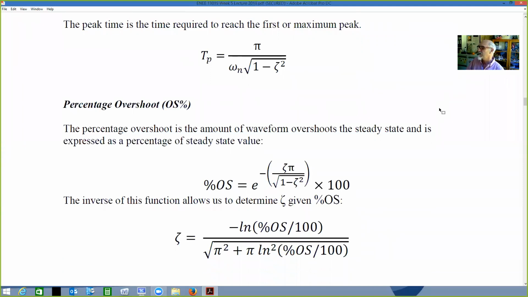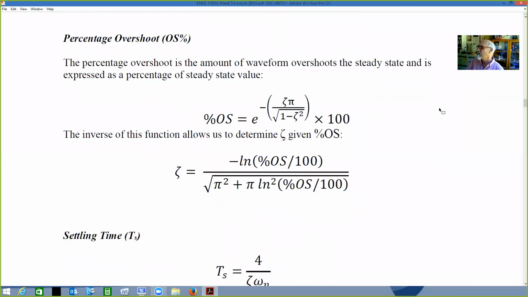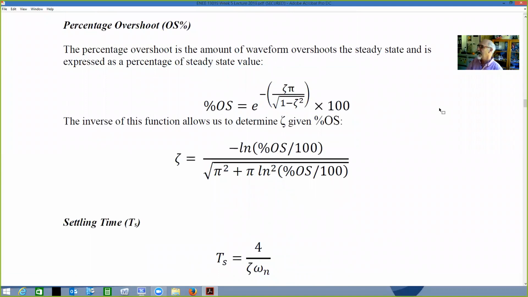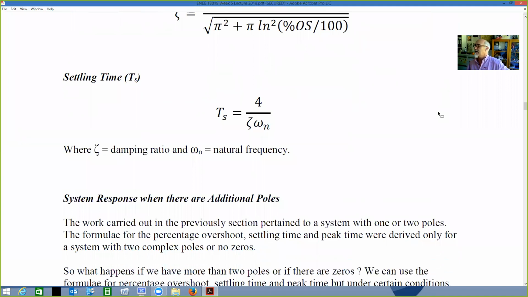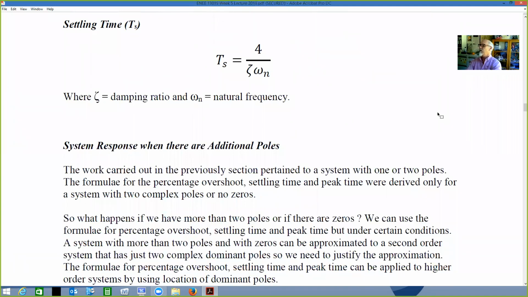The percentage overshoot is the amount the waveform overshoots the steady state, expressed as a percentage of the steady state value. So there's that formula. Again, it could be a design parameter that you'll need to keep in mind. You might have to achieve 20% overshoot or 15% overshoot. Settling time, Ts, equals 4 divided by the damping ratio multiplied by the natural frequency.